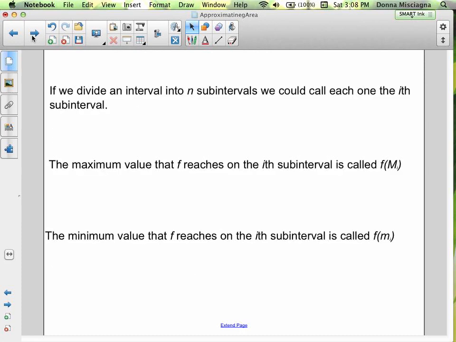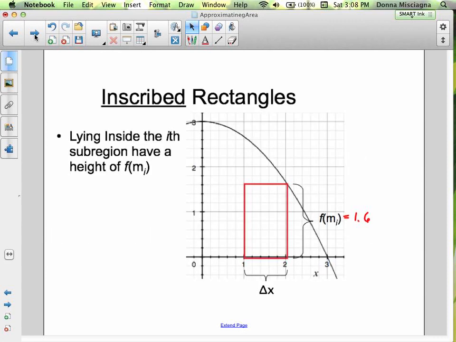So if we divide an interval into n subintervals, we could call each one the ith interval, right? So that just means we have a first interval and a second interval, and we're going to keep on counting, right? Because we don't know how many intervals there will be for each problem, we'll just call it the ith interval so that we have a way to talk about it, because it could be a different number each time. The maximum value that f reaches on the ith subinterval is called f max. The minimum value that f reaches on the ith subinterval is called f min, or f little m.